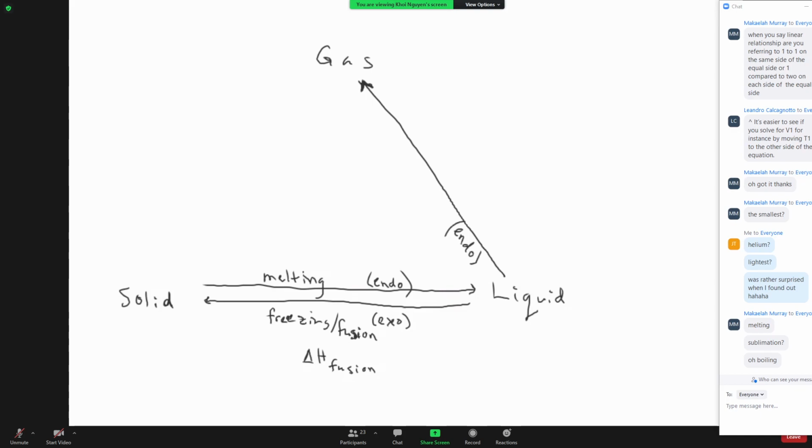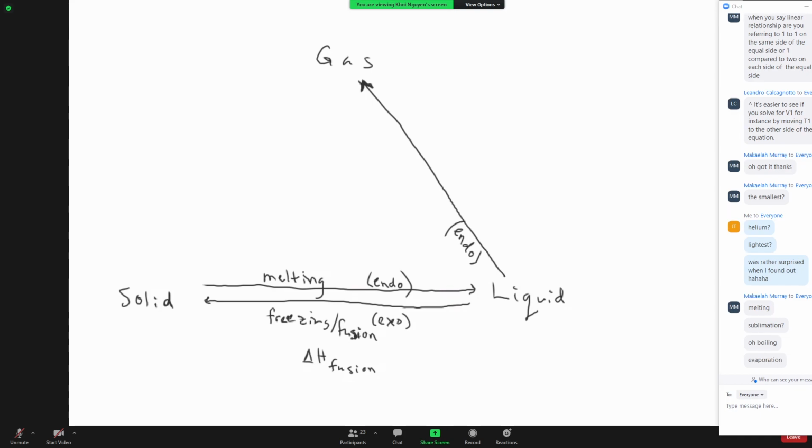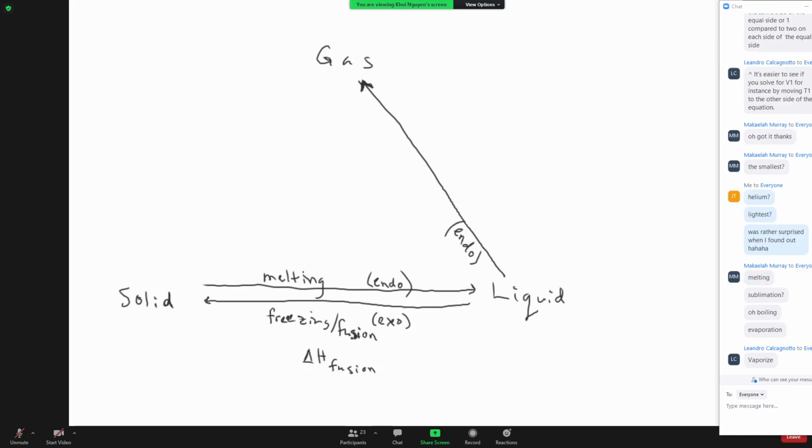What is it called? To take something and make it into a gas phase, from a liquid to a gas phase, the general name for it. Correct. Vaporize. So this process is called vaporization.